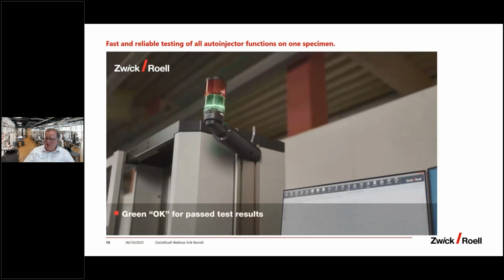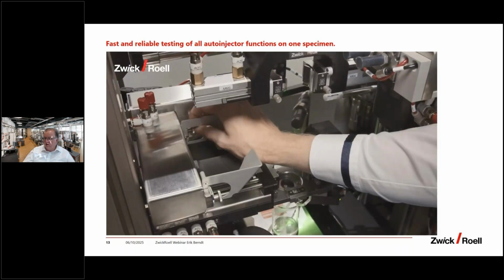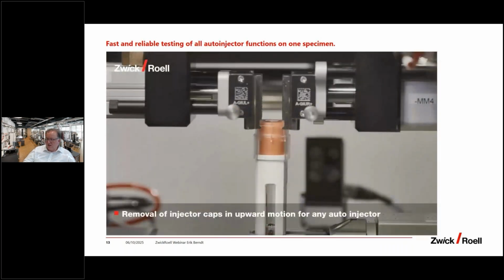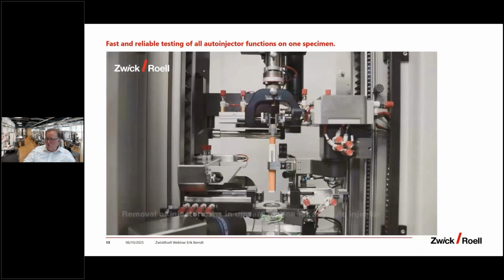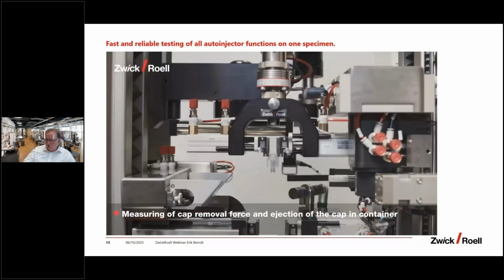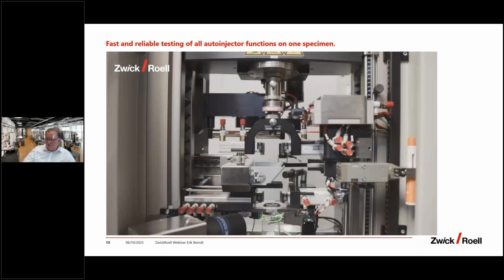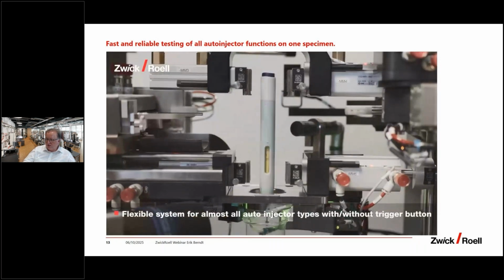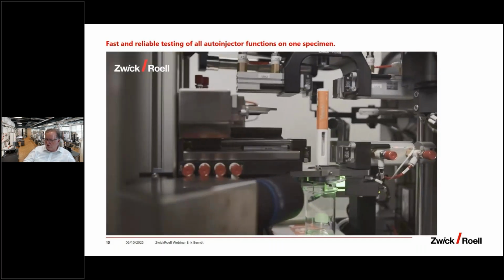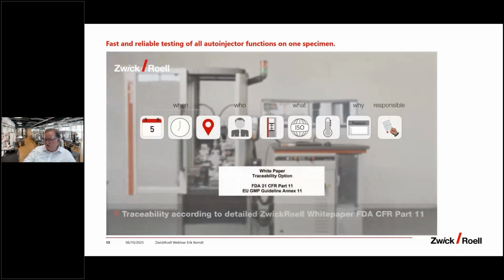And for sure, I will explain later, there could be different levels of automation. Here is one very important point that I want to follow, and this is the test and cap removal in an upright position. This can also be an option in the machine. It can be changed with one button from upright to downward position on testing. We are flexible on all existing autoinjectors on the market with such a machine, and I think the throughput is quite high.